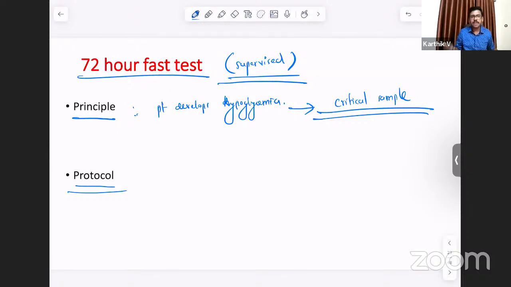Okay, now coming back to our discussion, the protocol for the 72-hour fast. So you begin the testing by giving the patient a meal at 8 a.m. in the morning. The timings could slightly change. Before starting the fast, you must have ruled out organ dysfunction, adrenal insufficiency, and any seizure disorder, because you should be very cautious. In a patient with seizure disorder, you are intending to provoke hypoglycemia, which itself is a risk factor for seizures. So you'll have to be very cautious in that regard.